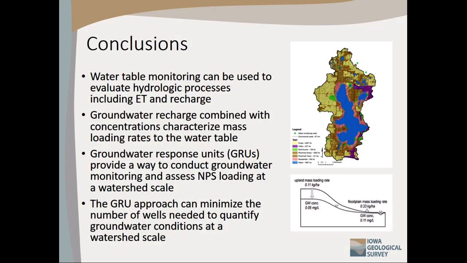And finally, the point made for monitoring groundwater at a watershed scale is that if you use an approach like this, you can substantially minimize the number of wells needed to quantify groundwater conditions at a watershed scale. We do a lot of watershed monitoring of groundwater. Like I said, it tends to be site-specific, really associated with a project here or there. This groundwater response approach has a way to minimize that and still gain some valuable information about groundwater conditions. If we're going to do a water budget or mass balance in a watershed, groundwater is an important component.